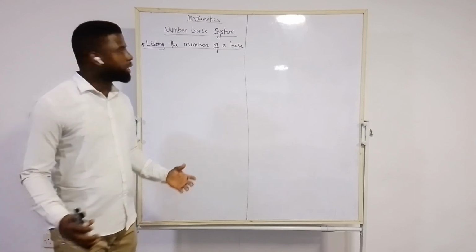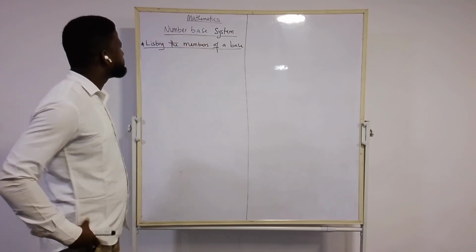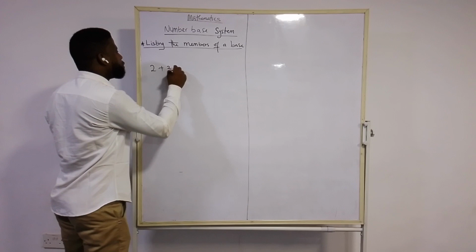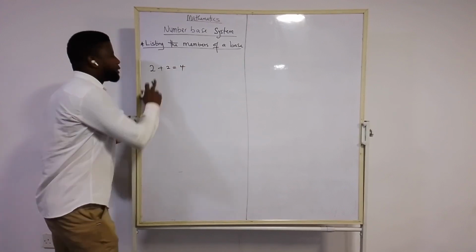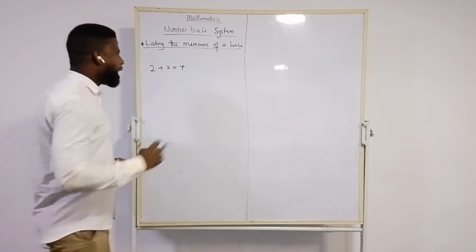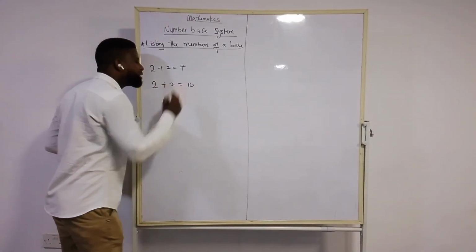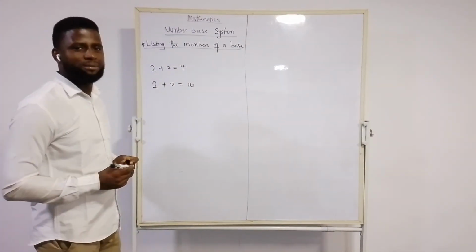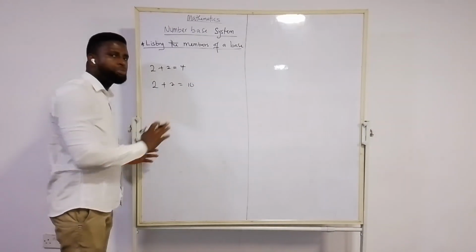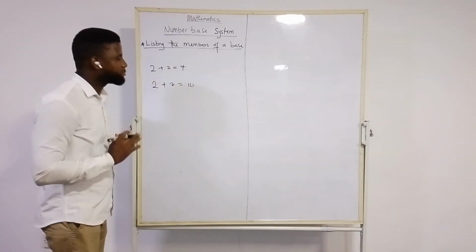Today, we'll be looking at the topic number-based system. Consider this sum, 2 plus 2 equal 4. Now, 2 plus 2 equal 4 is absolutely correct. However, what if I say 2 plus 2 equal 10 is also absolutely correct? Now, the difference between this sum and this sum is the number base in which the addition is carried out.